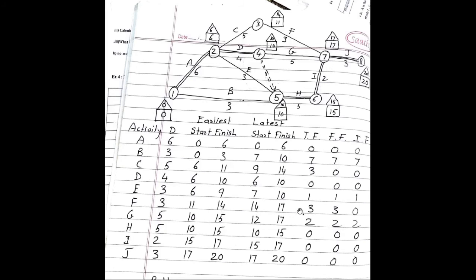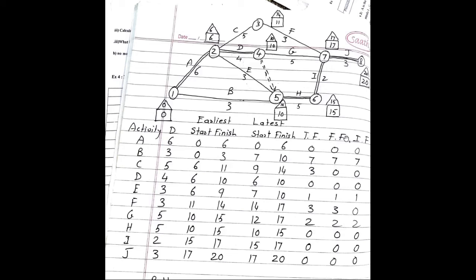14 minus 11 will be 3. 12 minus 10 will be 2. 10 minus 10 will be 0. 15 minus 15 will be 0. 17 minus 17 will be 0. So this is nothing but total float.